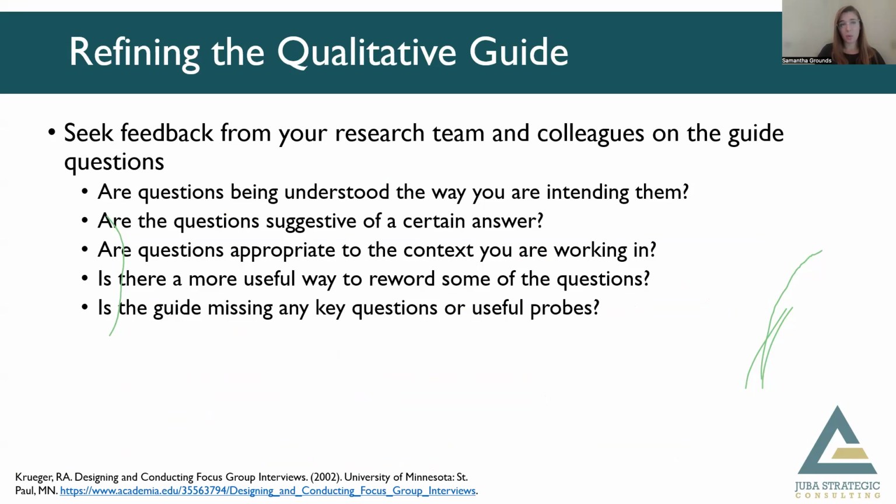Okay, and this is the last point on coming up with qualitative guides. Now that we've talked through types of questions, general approaches, probing, it's just the idea of refining the qualitative guide. So I think it's really important to seek feedback from your research team, from colleagues, and also from individuals in the community that you are planning to conduct your qualitative research in. So to think about, are questions being understood the way you are intending them? Are the questions suggestive of a certain answer?